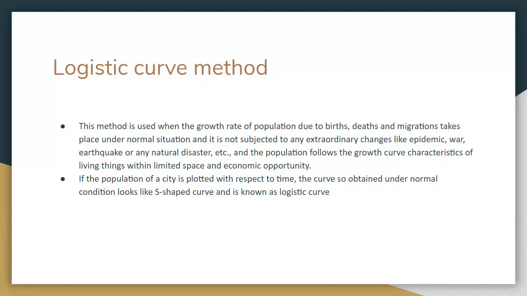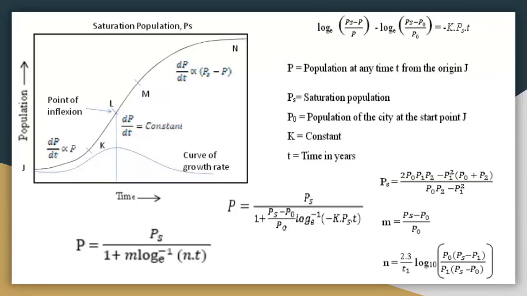This is the similar curve that we have already learned in the population growth curve. Same curve, population on the y-axis and time on the x-axis, and the saturation population and all that, that is dP by dt, that we have already learned before these population forecasting methods. Now we will move on to this logistic curve. This graph shows a typical logistic curve plotted against population and time, and this you have already learned in the population growth curve in the previous class.